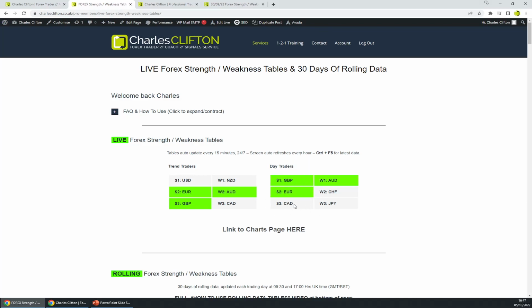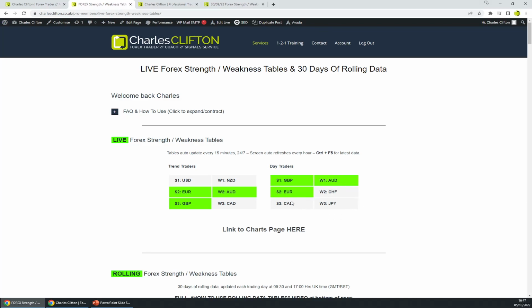You'll notice that some of these are highlighted in green. Now this is really important. What this is telling us is the pound, for example, shows as strong on both tables. Conversely, on the weak side, the only weak currency that is showing on both of these time frames is the Aussie dollar.